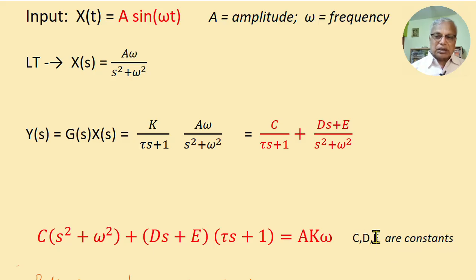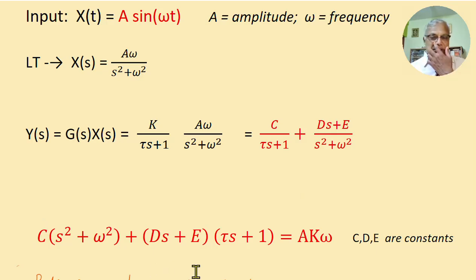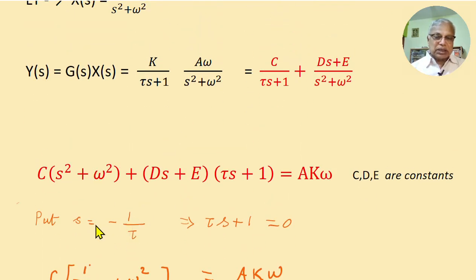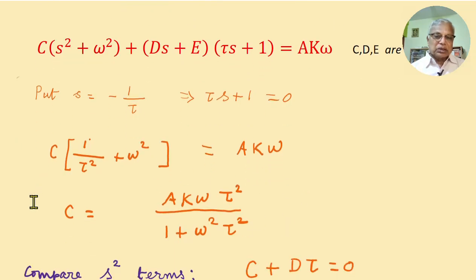Now, how do you evaluate these constants C, D, and E? You can either substitute some values for s, or you can compare the like terms on both sides. First let me substitute s equal to minus 1 by tau. That will make tau s plus 1 become 0. The remaining term is C into 1 by tau square plus omega square equal to A K omega. If you solve for C, you get A K omega tau square by 1 plus omega square tau square.